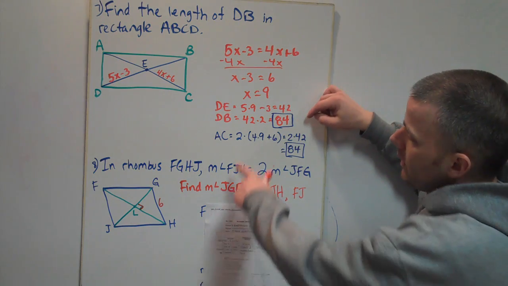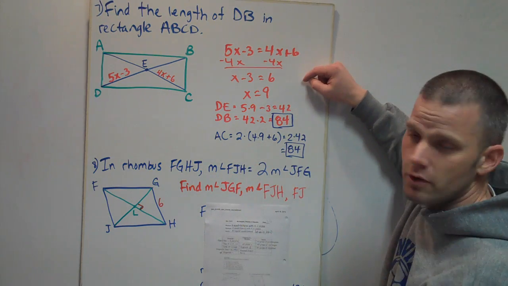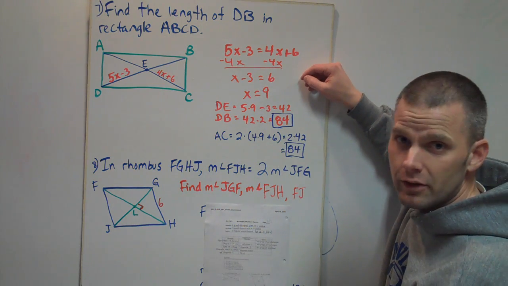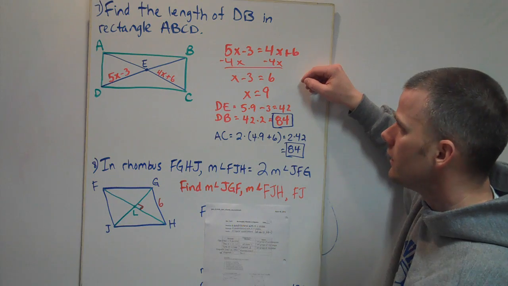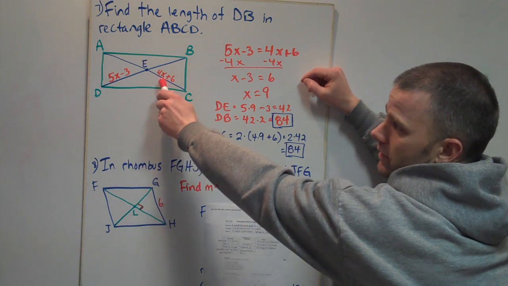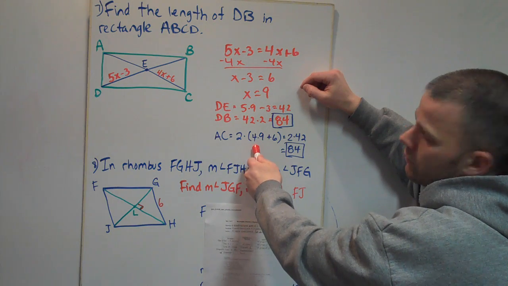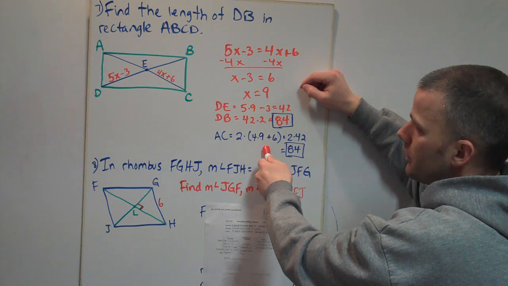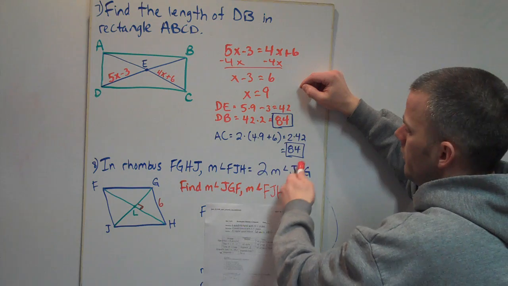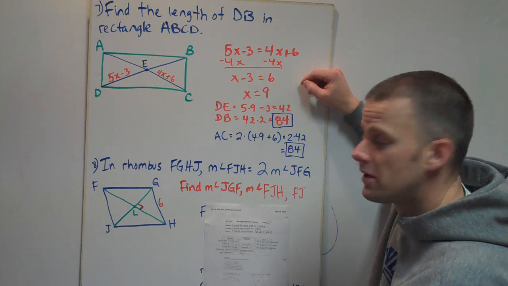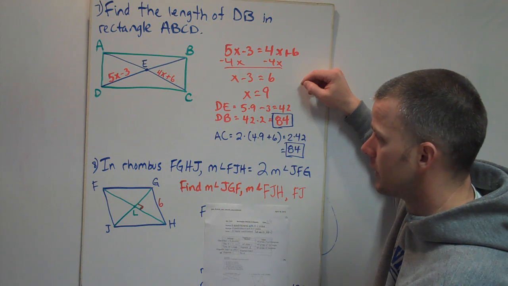Now, you can see right below the solution here, I also solved for the length of AC. I know I didn't ask you for it, but just to show you that the diagonals are in fact congruent, AC is going to be twice the length of segment CE. So if I take 4 times 9, which is 36, and add 6, that's 42. Double that up, you notice that segment AC also has a length of 84, which means that those two segments are in fact congruent.